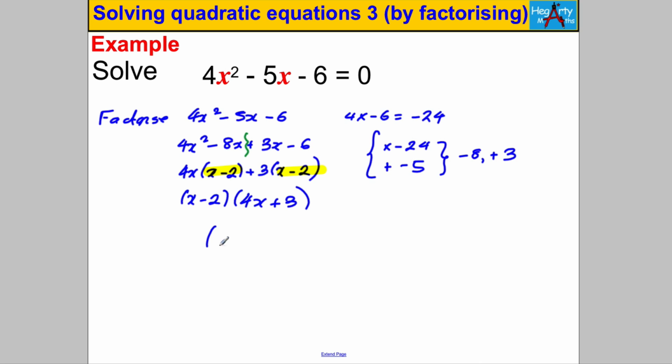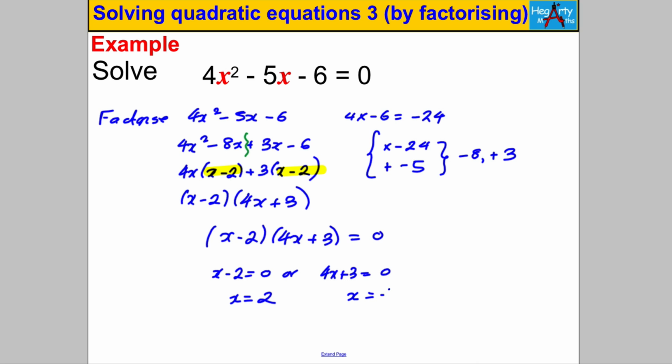So rewriting the top, I can say that x subtract 2, 4x add 3 must be 0. This bracket is 0, x subtract 2 is 0, or the other option is 4x add 3 is 0. Here I can add 2 to both sides and I'd get x is equal to positive 2. Here I can subtract 3 off both sides and then divide by 4. I get myself x is therefore negative 3/4. And they're my two potential answers, and I am done.